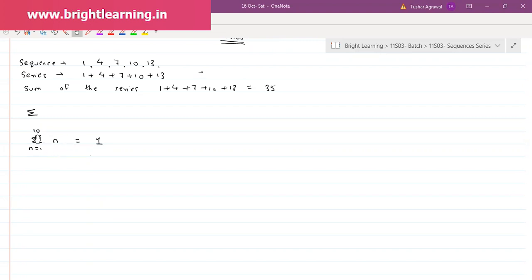Okay, so here n varies from 1, 2, 3, 4, 5, 6 up to 10. So if n is equal to 1, the first term is 1. N is equal to 2, the second term is 2. N is equal to 3, the third term is n itself. 1 plus 2 plus 3 plus 4 and so on up to 10. We are understanding the meaning of this symbol, summation of n.